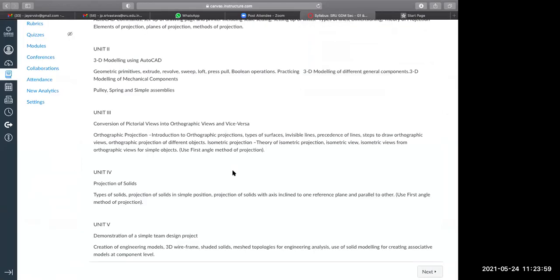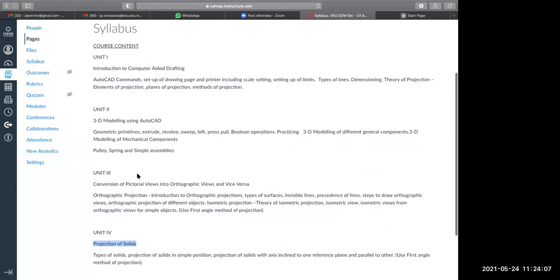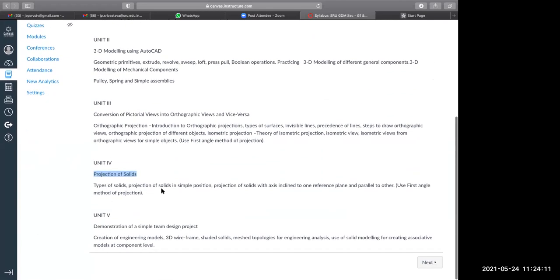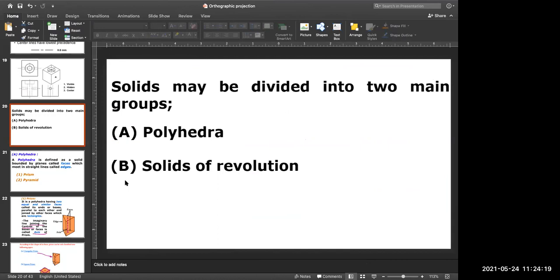Let's begin with our new topic, that is projection of solids. That is your last unit from the syllabus. Rest 1, 2, 3 we have covered. This is from my side, it will be last, and unit 5 it will be from your side. Okay, so let's begin. I will try to finish the theory part, and some of the drawings also we will see. So projection of solids.